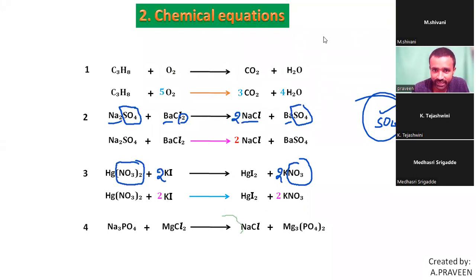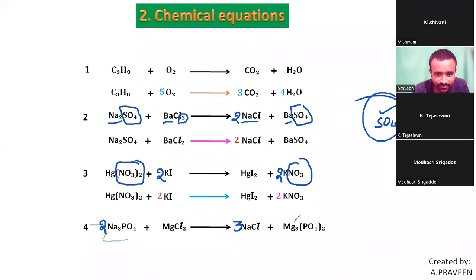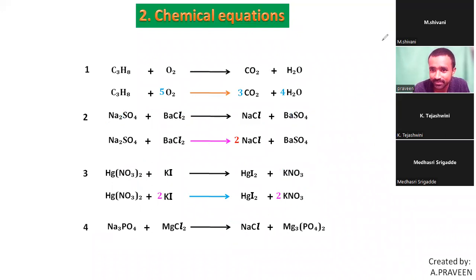So what have you written? 3. Sir, yes, 3. Okay, here you have written 3. Next. PO4. Right. Two here. So you made a mistake. Any other answer?